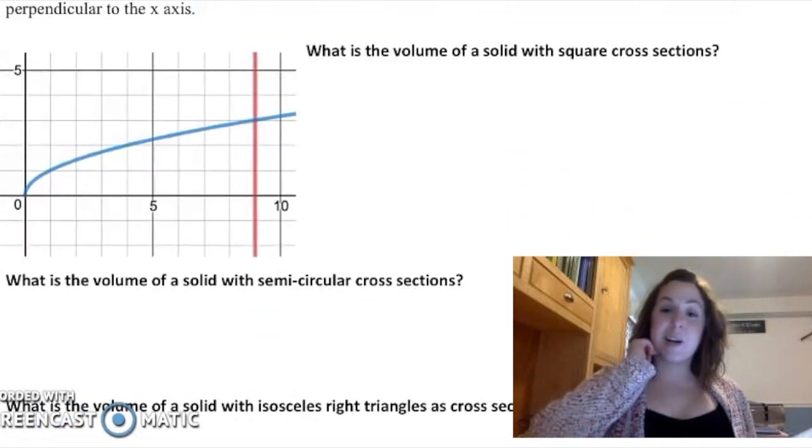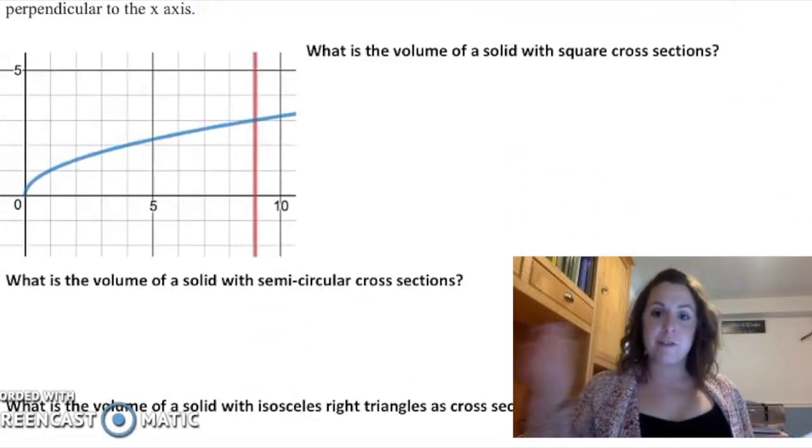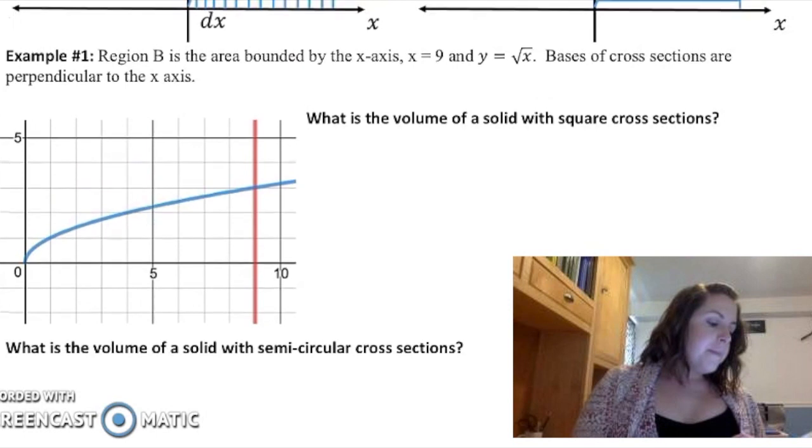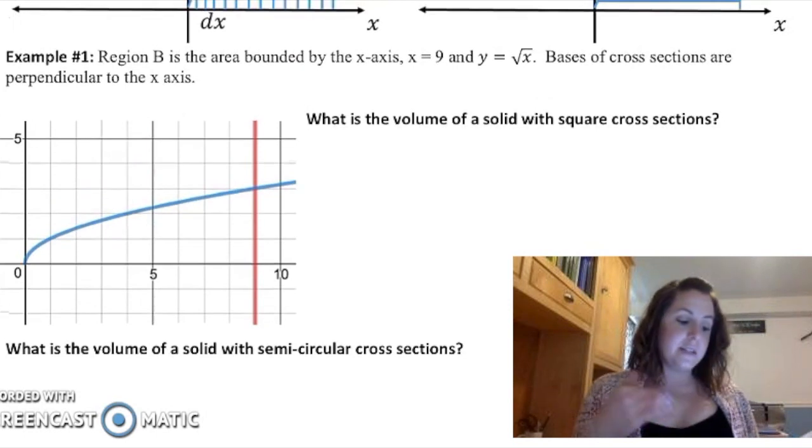So let's look at an example. We're going to work on setting these up. If you need more help with actually doing this integration, you'll want to look back at some basic u substitution or integration techniques. But this says region B is bounded by the x-axis, x equals 9, and y equals radical x. Bases of cross-sections are perpendicular to the x-axis.